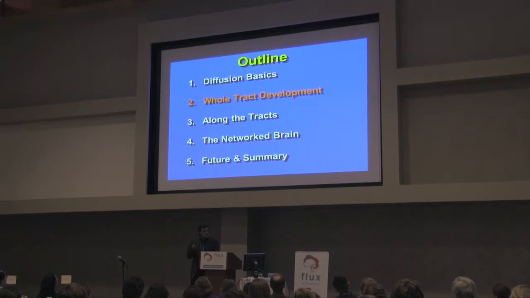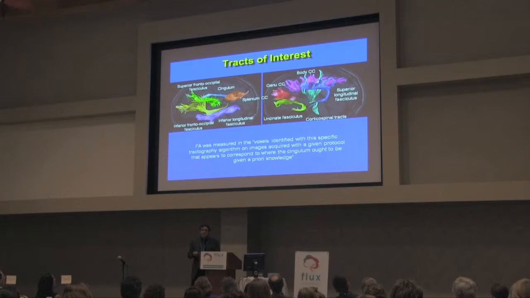So the first study that I want to talk about is just where we were. And this was looking at whole tract development. So assuming that the entire tract that you depict with tractography is actually behaving the same. It's an easy way to begin with, especially given the amount of numbers one would generate otherwise.